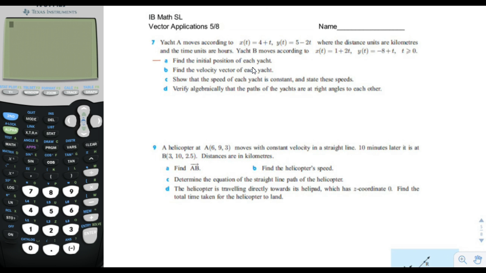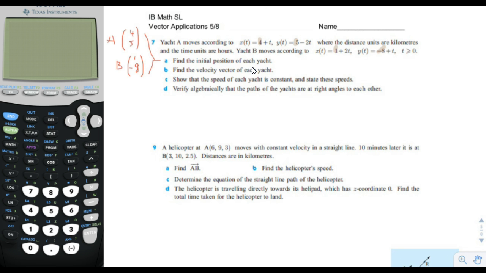Okay, that should be pretty easy, right? The initial position for yacht A is going to be (4, 5), and for yacht B it's going to be (1, negative 8). Because those are the numbers that remain when t equals 0, right?